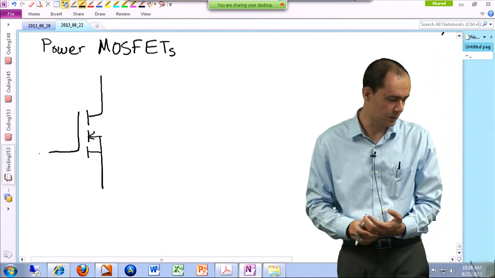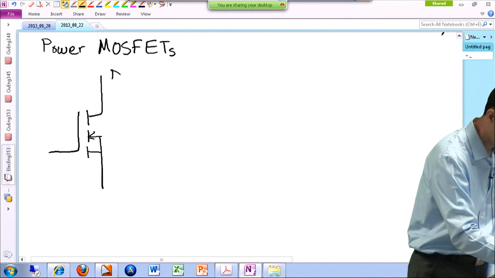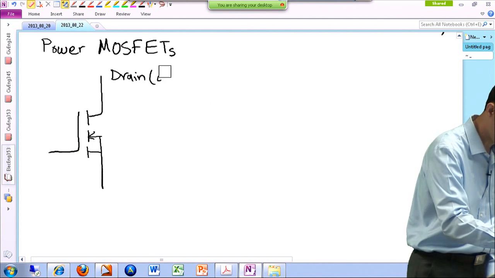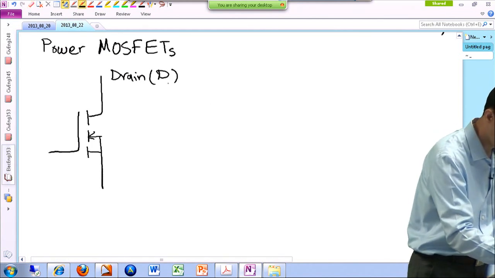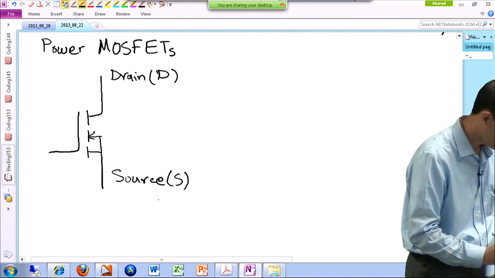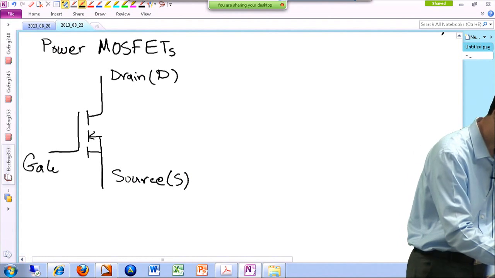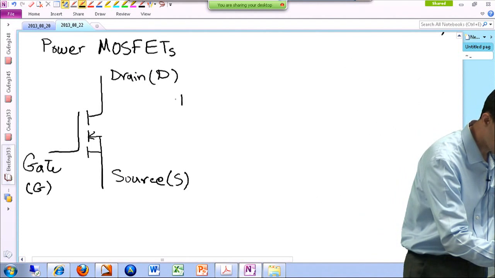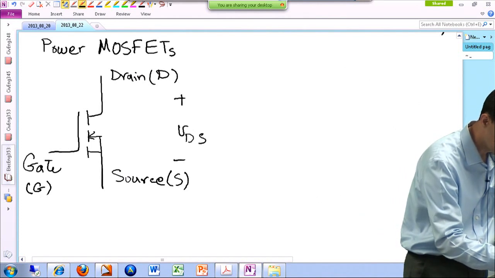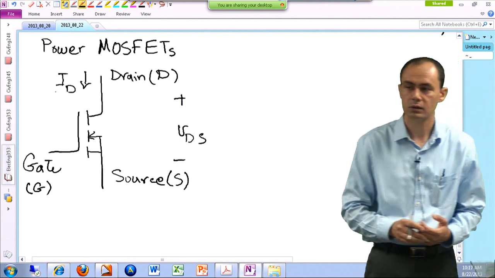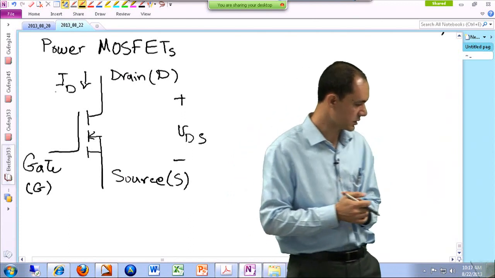This is the symbol for our power MOSFET. This is our drain, or just D. Let me use capital D. And then we have a source. And then we have a gate. And we usually measure the voltage from drain to source, and the current is usually flowing into the drain and coming out of the source. So these are the polarities of the voltages and the currents that we consider.